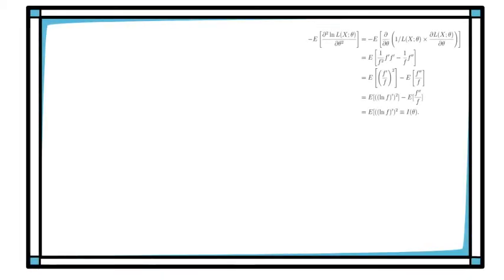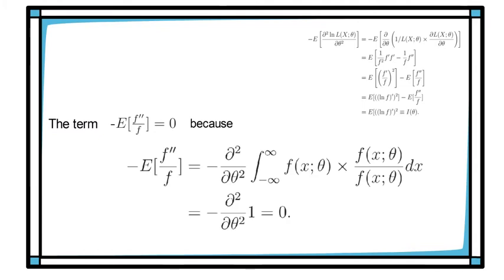So what we do is we now explicitly look at the term minus the expectation of f double prime over f. Now what do we have? We have the expectation, which we are now going to write as an integral from minus infinity to infinity times the density. And f double prime we're going to write as the second derivative of f. Now the integral and the differential operator can be swapped. These are both linear operators. So therefore we rewrite that term as minus the second derivative with regard to theta of the following term.